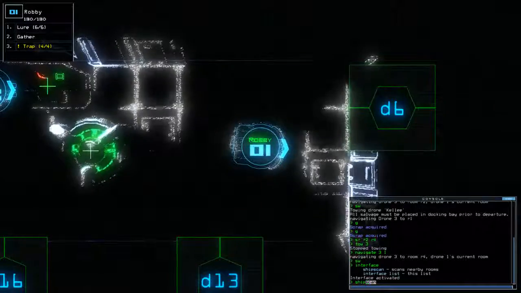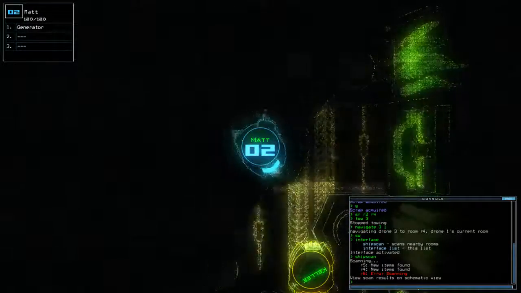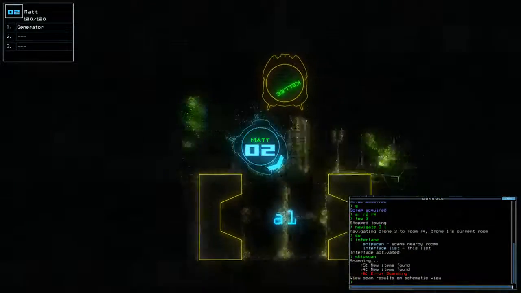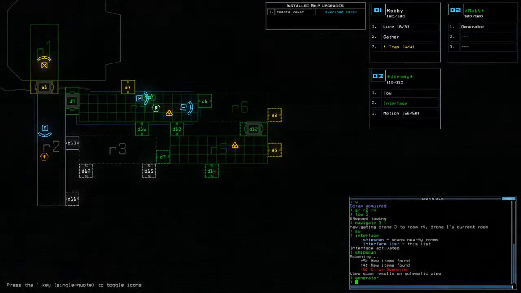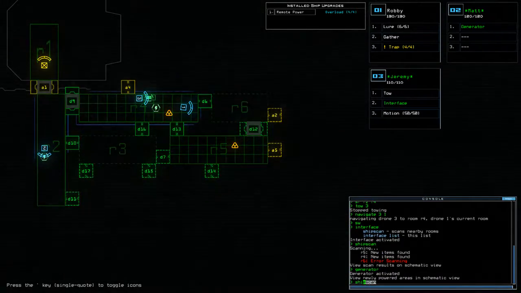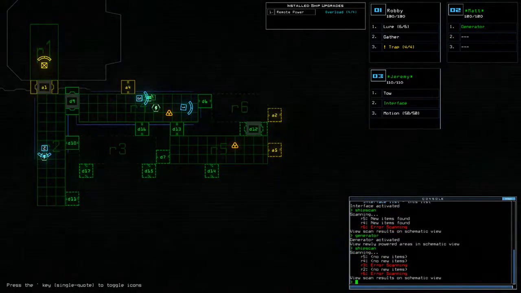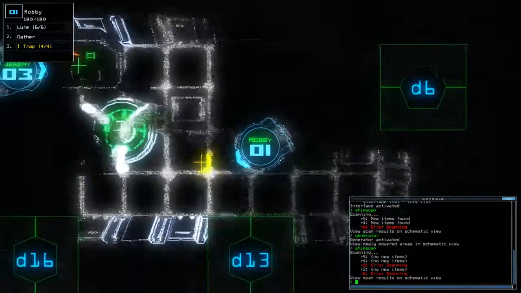Hey, we got ship scan. Excellent. Right, so 2. Let's put you on the generator here, and ship scan you. Okay. Excellent. Right, so.